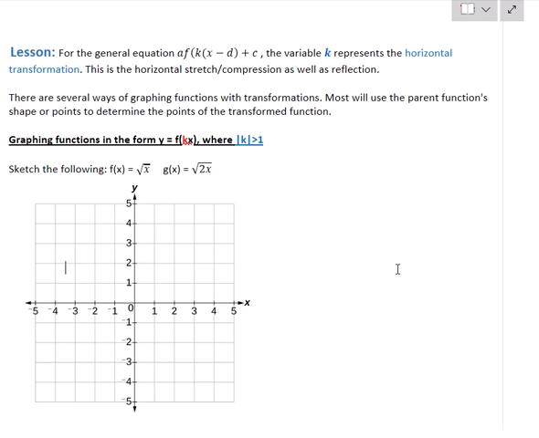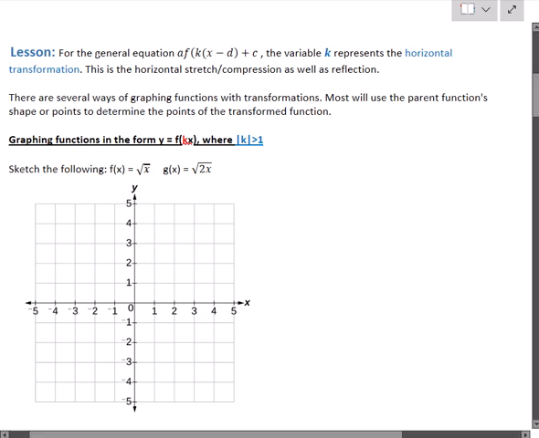So let's first graph our base or parent function, root of x. Here we have x, here we have y equals root of x. Our key points for x are 0, 1, and 4, and for y, that's 0, 1, and 2. And here we have k equals 2.